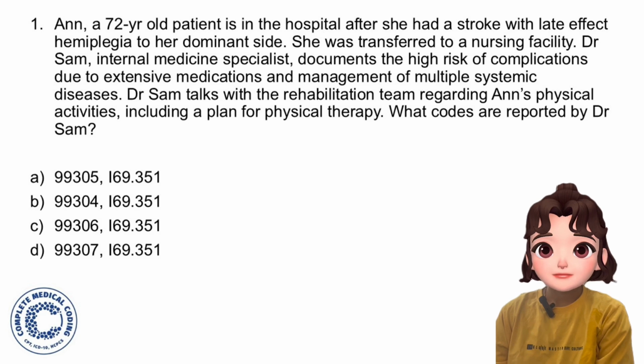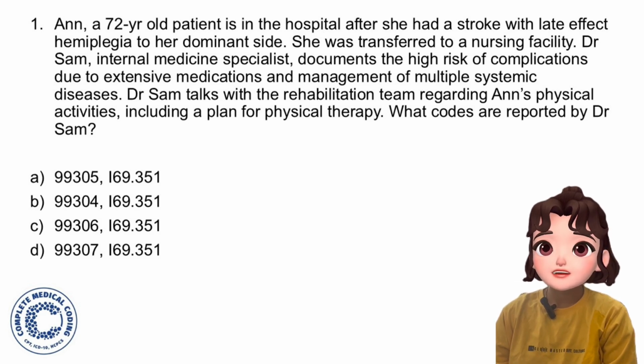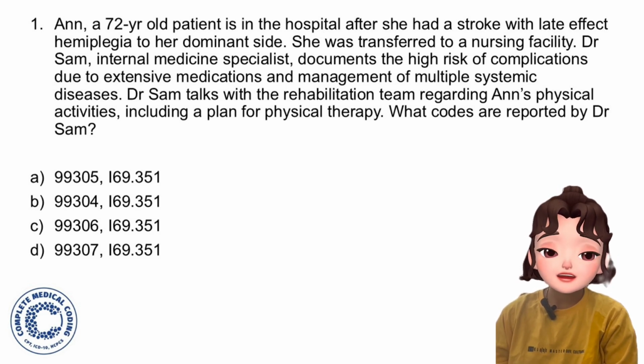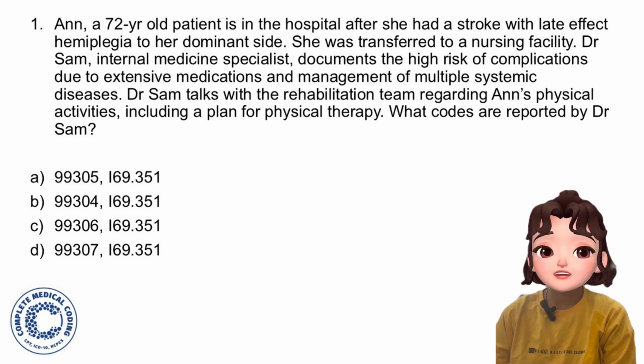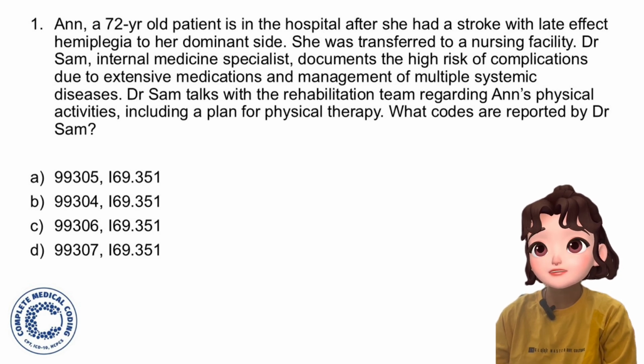What's the first question? A 72-year-old patient is in the hospital after she had a stroke with late effect hemiplegia to her dominant side. She was transferred to a nursing facility. Dr. Sam, an internal medicine specialist, documents the high risk of complications due to extensive medications and management of multiple systemic diseases. Dr. Sam talks with the rehabilitation team regarding Anne's physical activities, including a plan for physical therapy. What codes are reported by Dr. Sam?